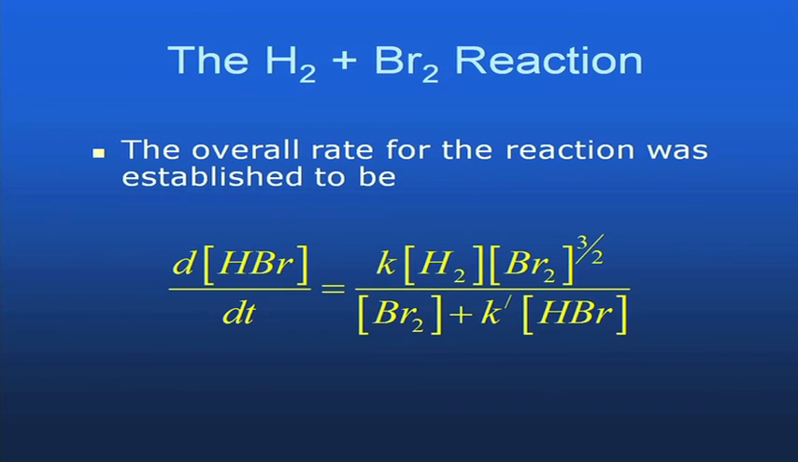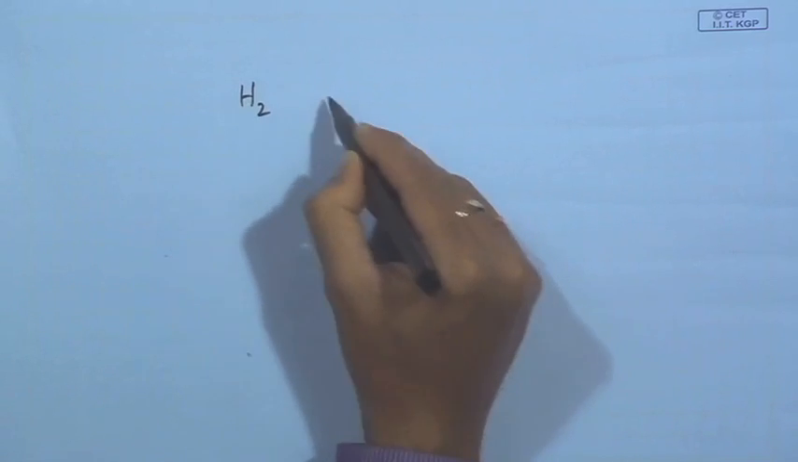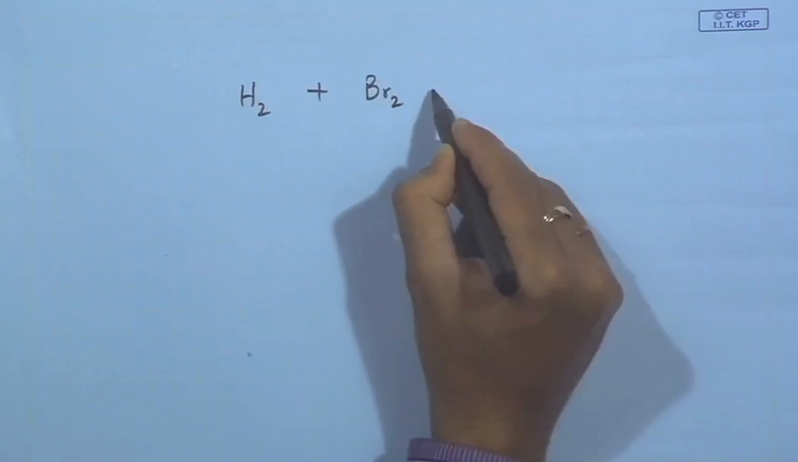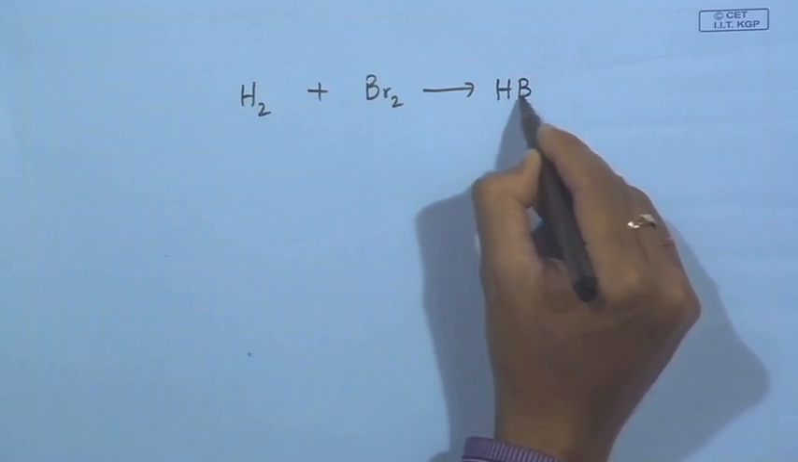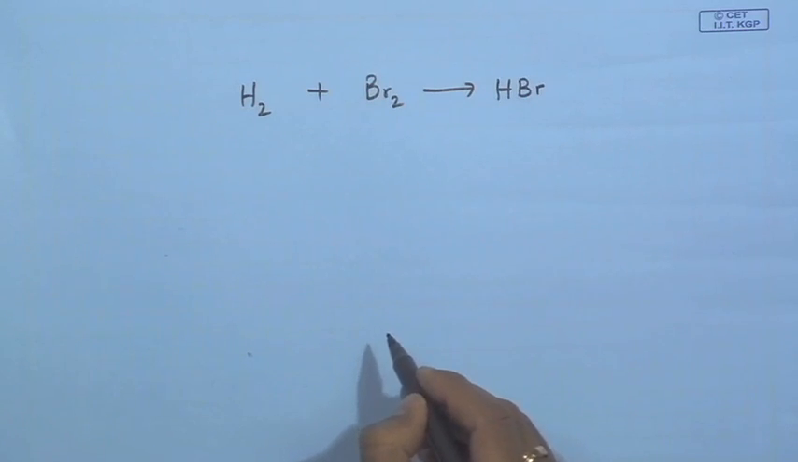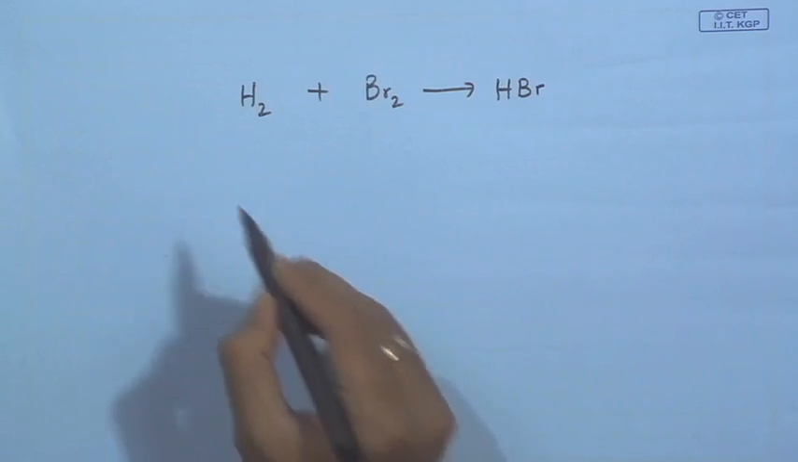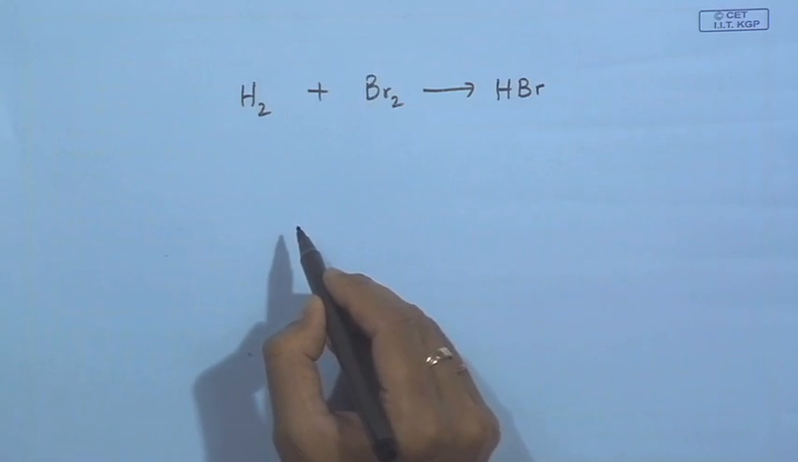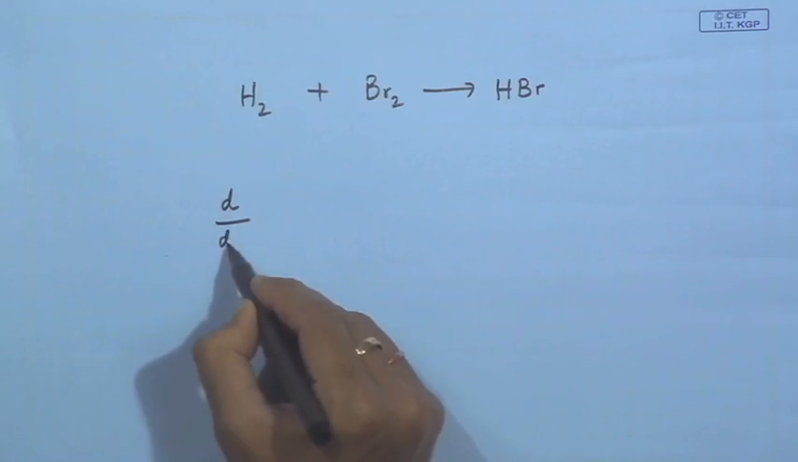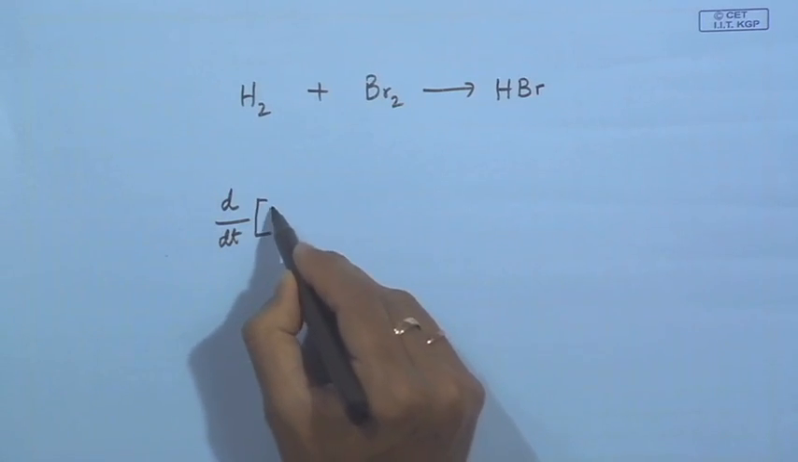Okay. Now, let us take one example of the hydrogen plus bromine reaction producing HBr, H2 plus Br2 giving rise to HBr. Okay. So, it is found that the rate of production of HBr has a very peculiar dependence on H2 concentration, Br2 concentration and also HBr. Okay. So, let us write that and we will try to find out how this is coming.